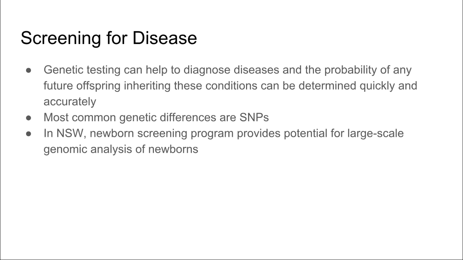Also, undertaking large-scale genetic testing allows us to screen for diseases. So it can help to diagnose diseases and the probability of future offspring inheriting those. And this process is quite quick and accurate. The most common genetic differences are our SNPs, which we've looked at previously. And in New South Wales, the newborn screening program provides potential for some large-scale genomic analysis of newborns.